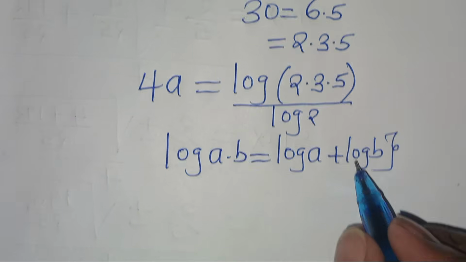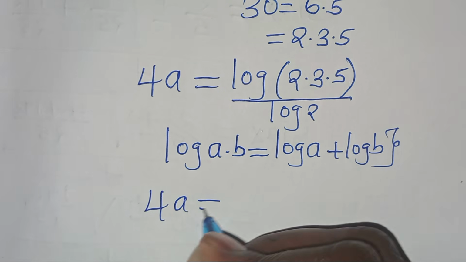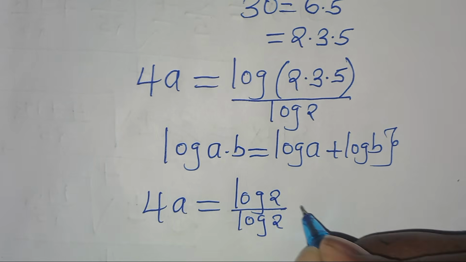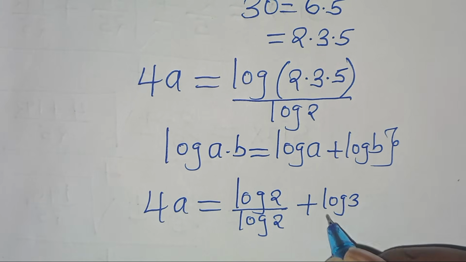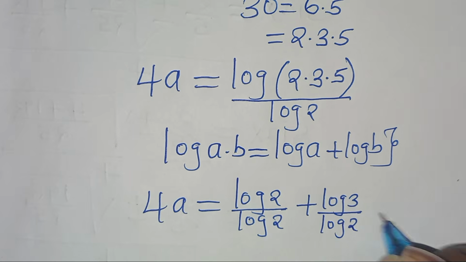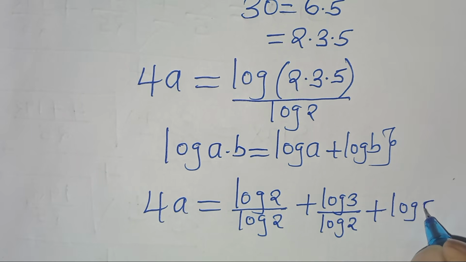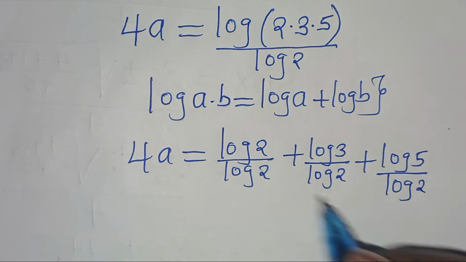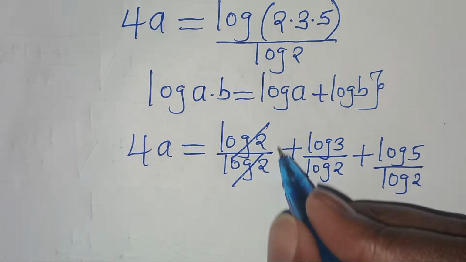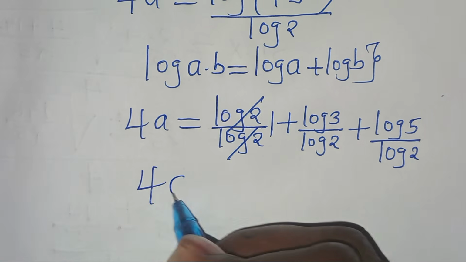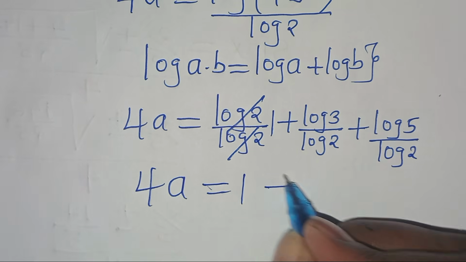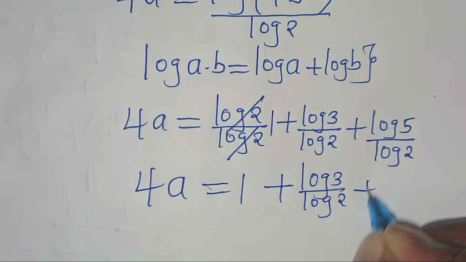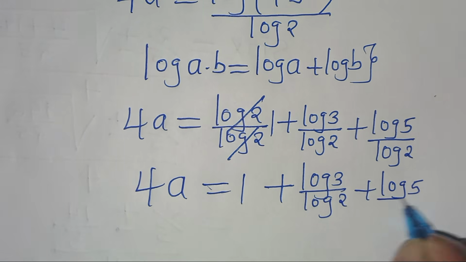Applying this logarithm property, then we have 4a. This is equal to log 2 divided by log 2, then plus log 3 divided by log 2, then plus log 5 divided by log 2. Now let's simplify log 2 and log 2 here so that this is 1. We have 4a. This is equal to 1 plus this is log 3 divided by log 2, then plus log 5 divided by log 2.